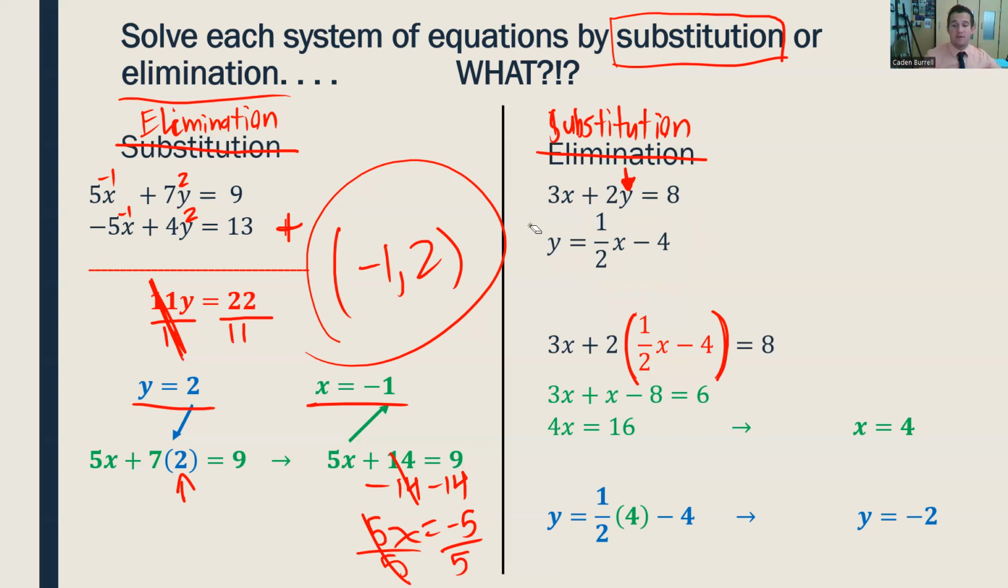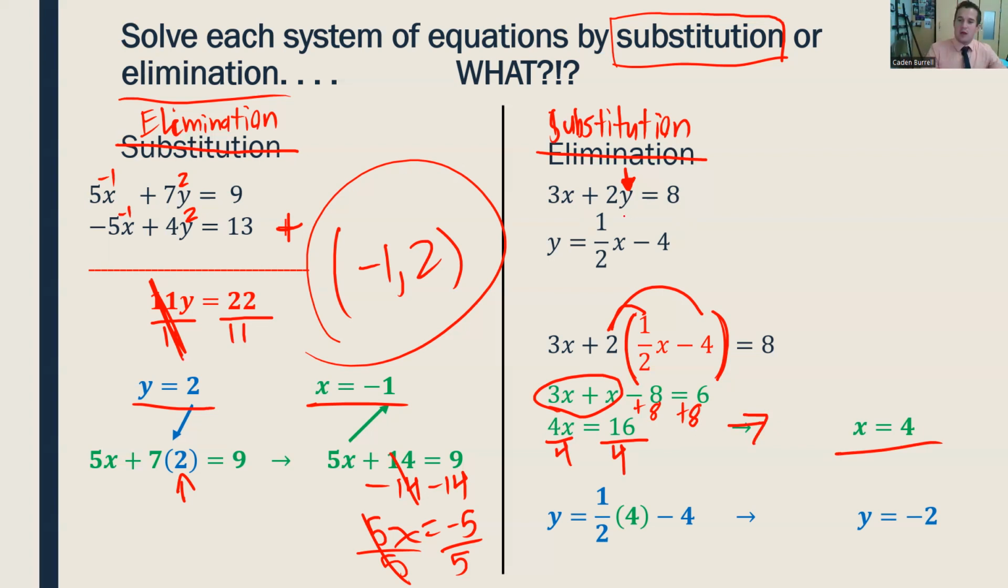Now I've eliminated one of the variables. All I'm left with is x's. So I can go ahead and distribute the 2 into both of these, leaving me 3x plus x, because 2 times 1/2 is 1x, and then 2 times -4 is -8, equals 8. 3x plus x is 4x. If I add 8 onto the other side, I end up with 4x equals 16. Divide by 4 on both sides, and I get x equals 4. That's the x coordinate of my solution.